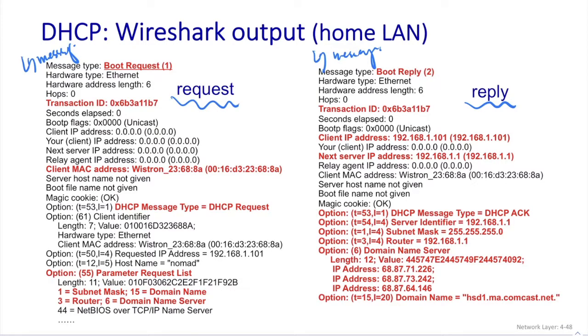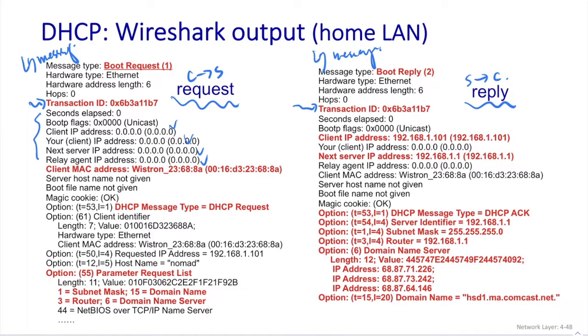Here we have a transaction ID, which is 6B3A11B7. That is a unique ID randomly generated by the DHCP client, so that the server has to use the same transaction ID to do the reply at the right hand side. That is the server to client, and that is the client to server. In this case, since the client has no IP address, we simply use the 0 IP address here. That means I don't know what IP address I use.